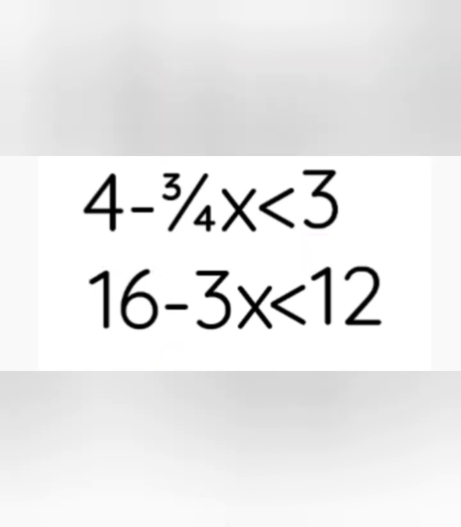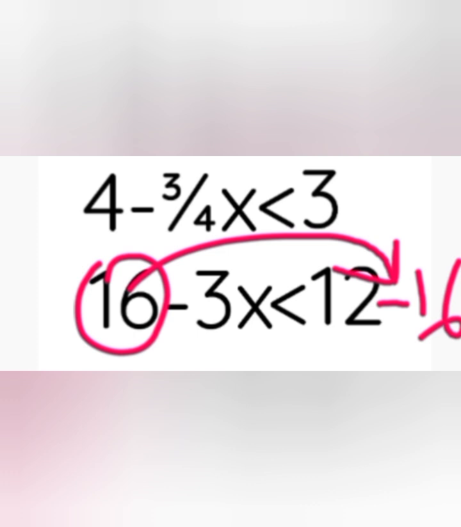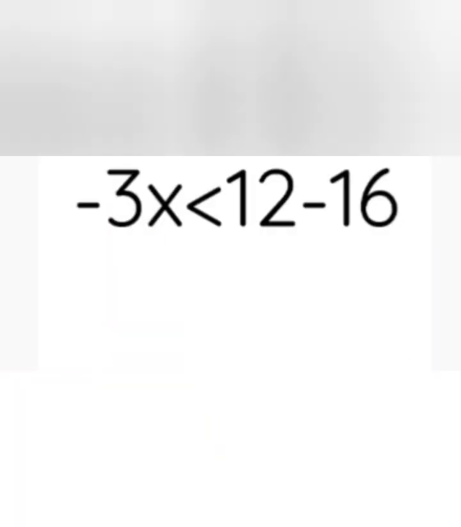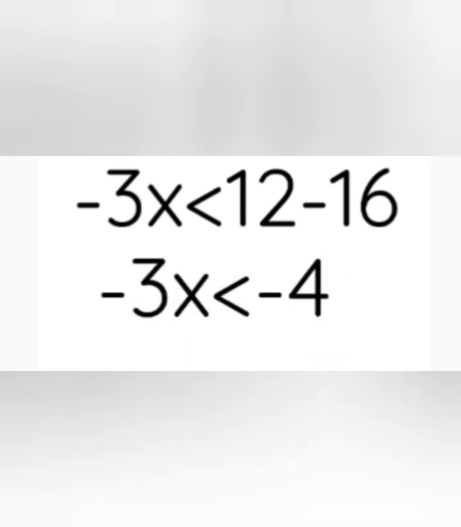Do you remember that step? So we shall take this 16, remember it is positive 16, and when we take it to the other side, it becomes negative 16. Alright? So let us see. On this side, we shall remain with the negative of 3x, which is less than 12 minus 16. Now, what is 12 minus 16? On this side, we shall have our negative of 3x being less than negative of 4, because 12 minus 16 is negative 4. Now, we have our linear inequality here.